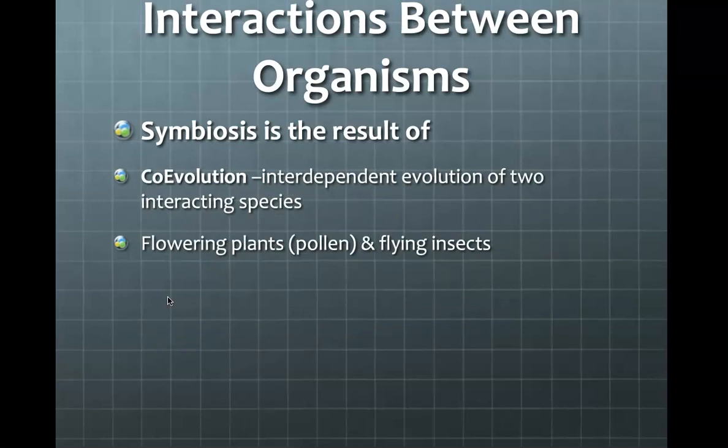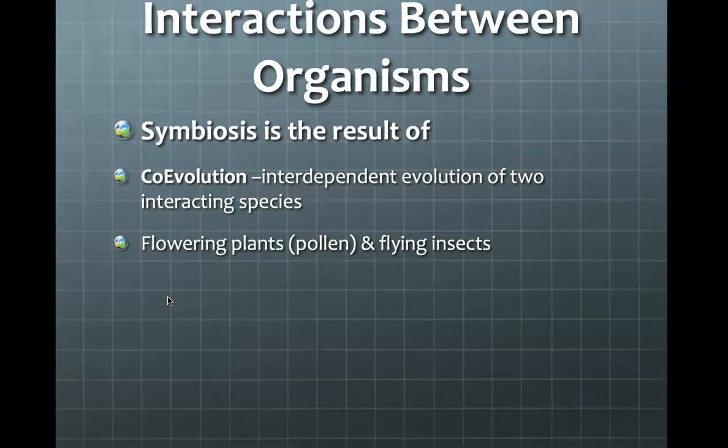So, symbiosis is the result of evolution, all right? And what we call coevolution. Two species growing up very, very close together, in close proximity, and they've become dependent on one another. And the classic example is how flowering plants, pardon the pun, blossomed as insects became more and more prevalent on the surface of the earth.